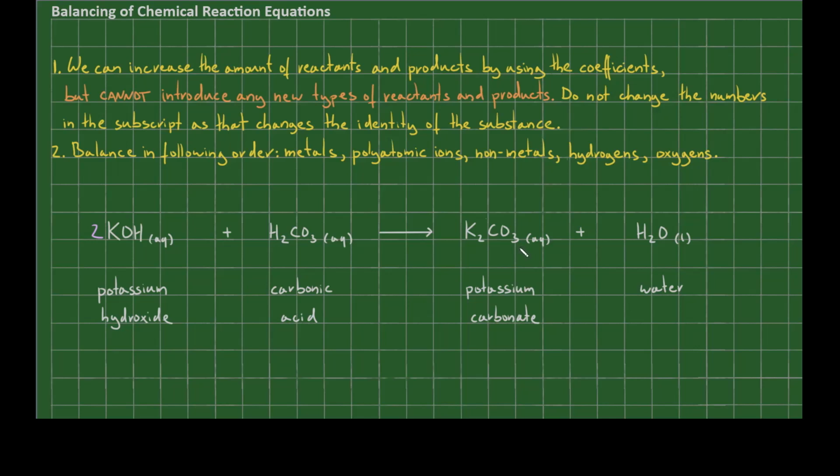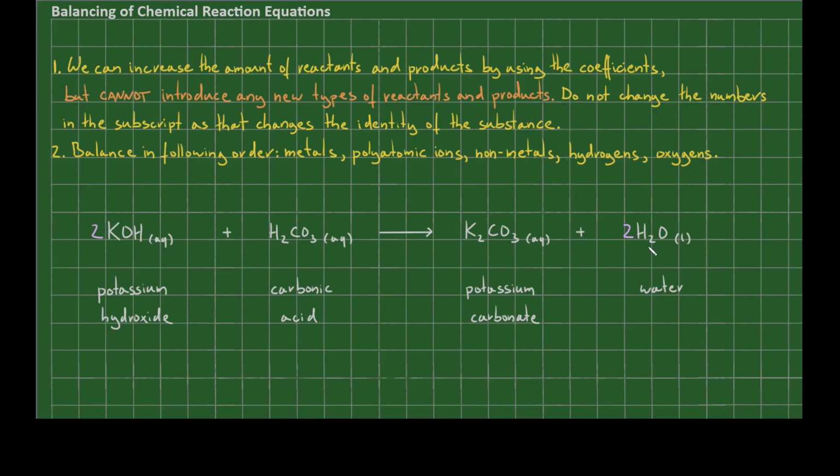Next, I'm going to deal with the hydrogens. Right now, on the product side, I have only 2 hydrogen atoms, whereas on the reactant side, I have 4. 2 from the potassium hydroxide and 2 from carbonic acid. In order to balance the hydrogen atoms, I'm going to place a 2 in front of the water. Now the potassiums, the carbonates and the hydrogens are balanced.